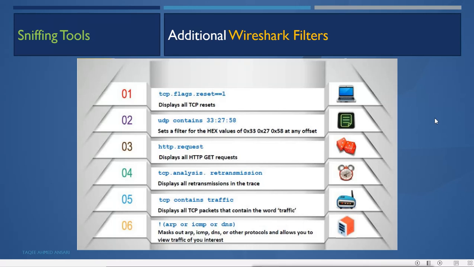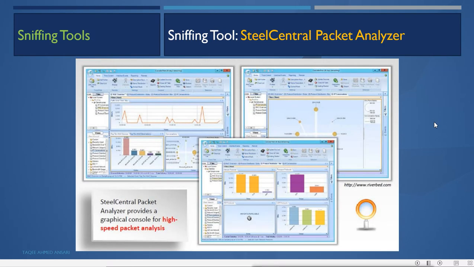So there are lots of filters we can use to scan the network, sniff the network and manipulate the data you see. Now we have other tools also, like SteelCentral Packet Analyzer. This analyzer provides a graphical console for high-speed packet analysis. But remember, these are not free like Wireshark.